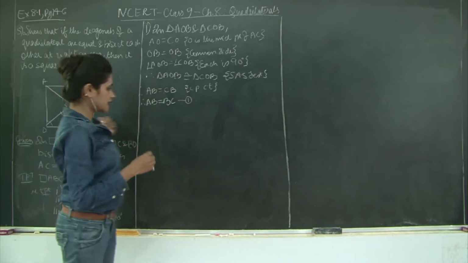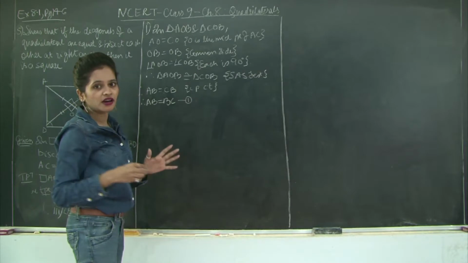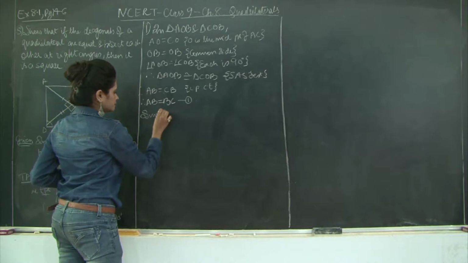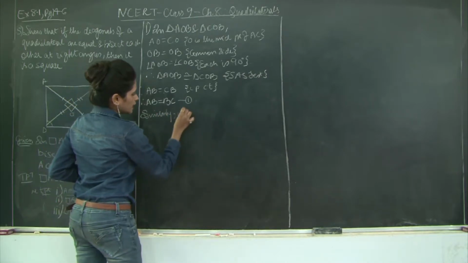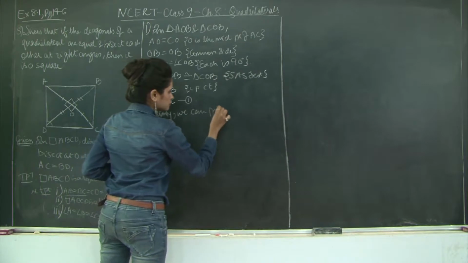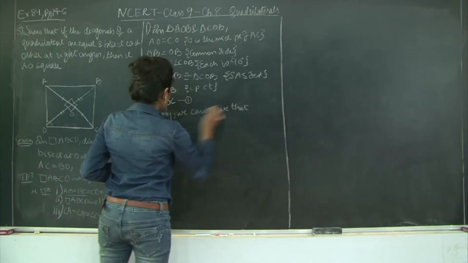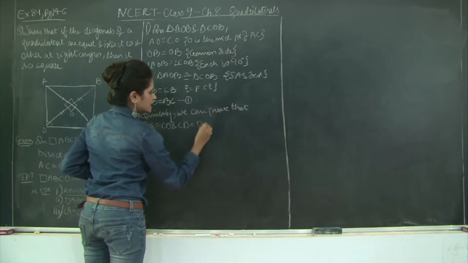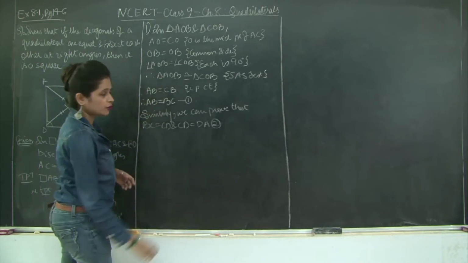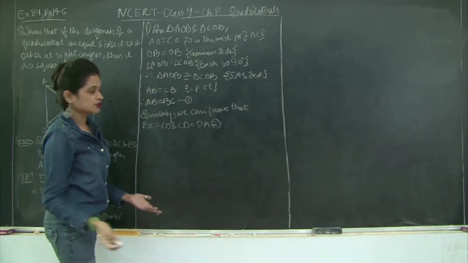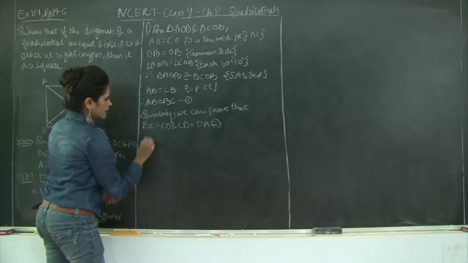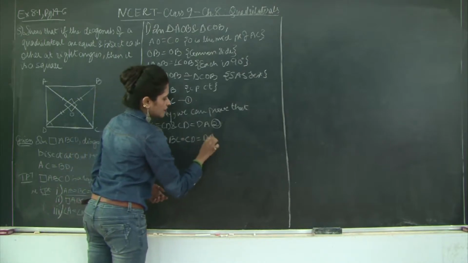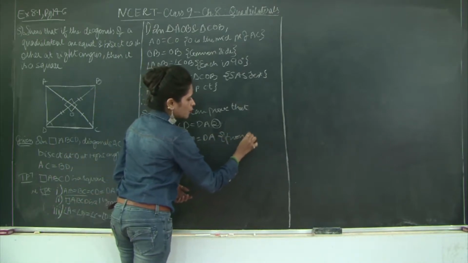So we have also seen how we will prove these two triangles congruent. In a similar manner, you are going to take adjacent triangles. So I will say similarly, we can prove that BC is equal to CD and CD is equal to DA. I will mark this as 2. Therefore, what do you get from 1 and 2? Things that are equal to the same thing are equal to each other. So I will say therefore AB is equal to BC is equal to CD is equal to DA, from 1 and 2.